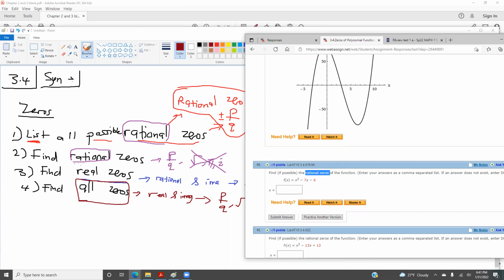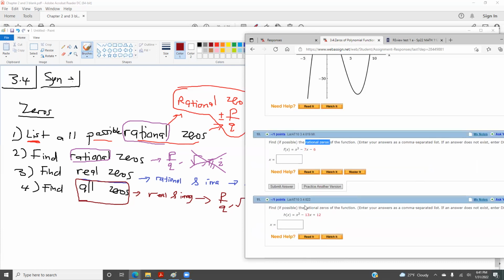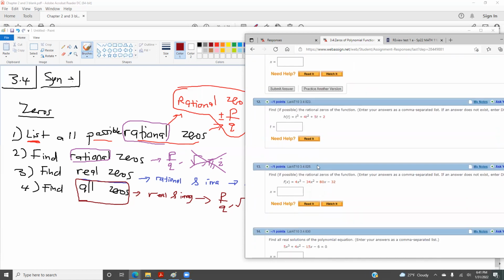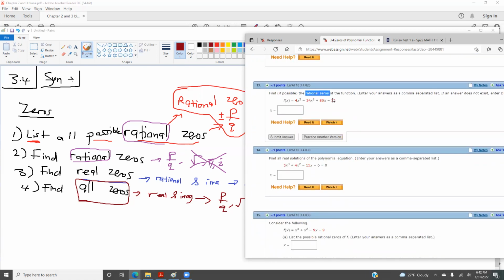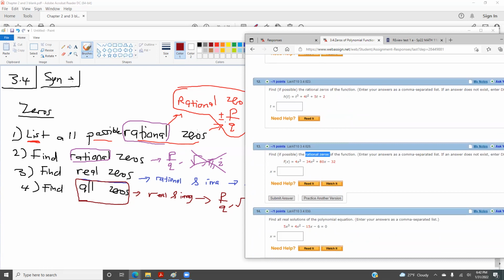This question wants you to give me the rational zeros of a function, which means you have to give it to me in the P over Q form. So if your answer is a square root, pi, or i, they will not accept anything. Make sure you read the question, what kind of zeros they ask you to find. Mostly they are all rational zeros, so that's why it's this way.